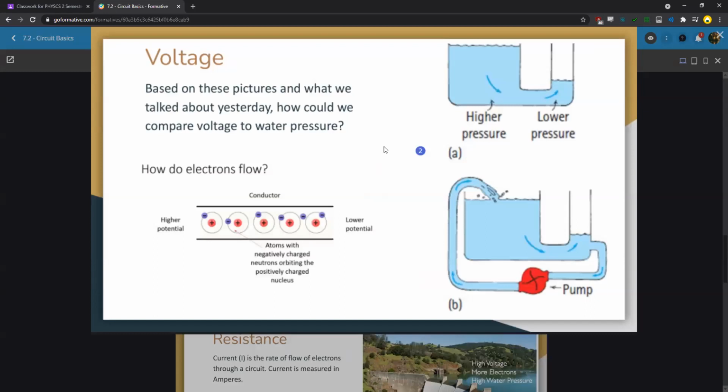Yesterday we compared voltage to water pressure. Using these images, I want you to take two, three, five minutes. How would you compare voltage to water pressure? Use these images as a hint: you can think of a pump as a battery.